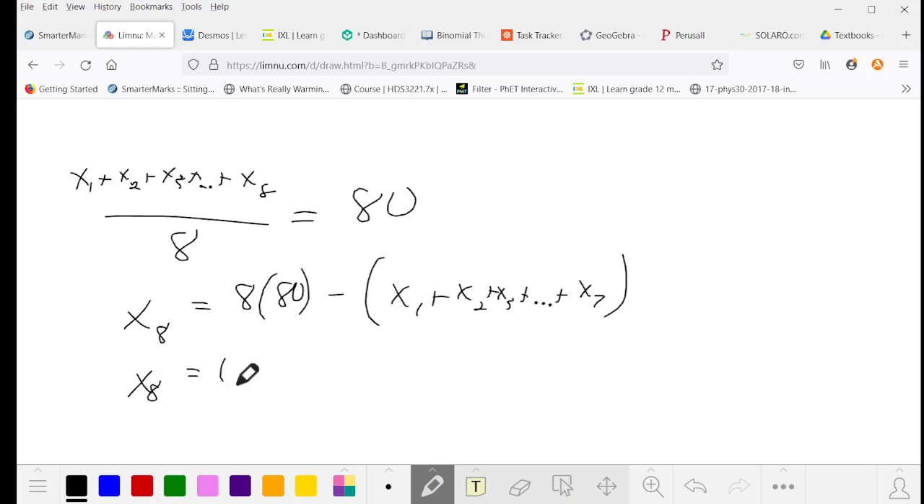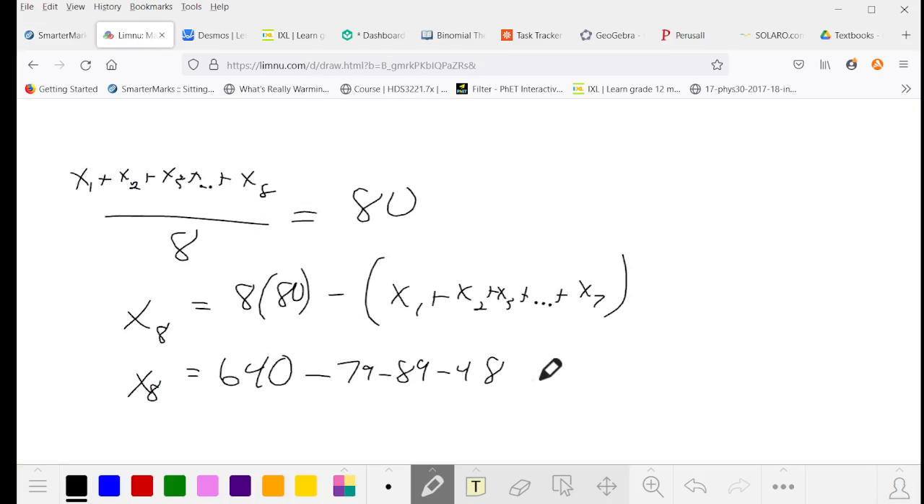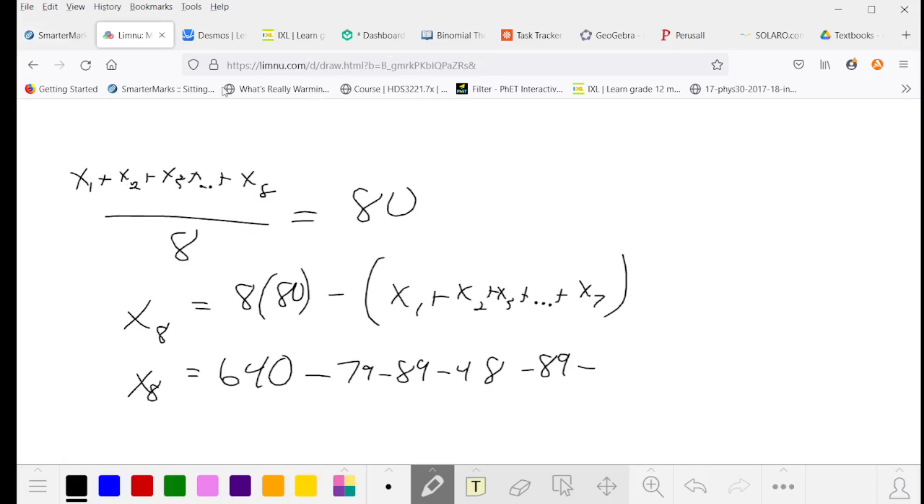That's 640 minus the other data points. So 640 minus 79, 89, 48, 89. This is a student that really needs to brush up on radicals before the final. 72, 64, and 99. So that's 640 minus 79 minus 89 minus 48 minus 89 minus 72 minus 64 minus 99.